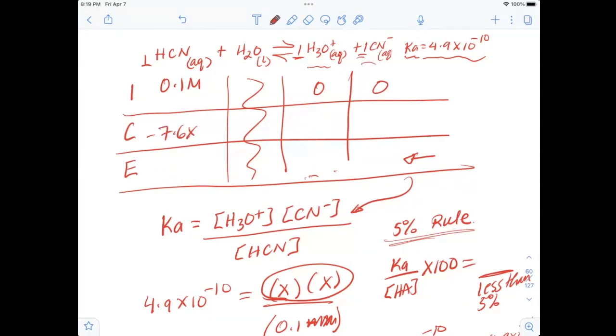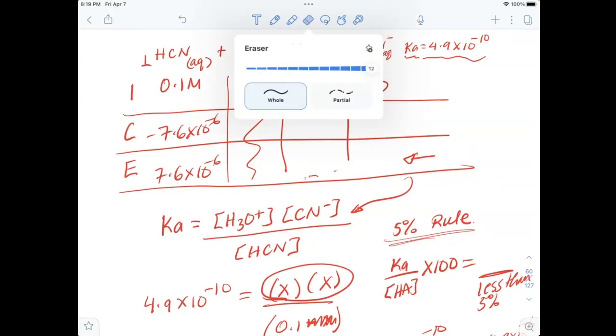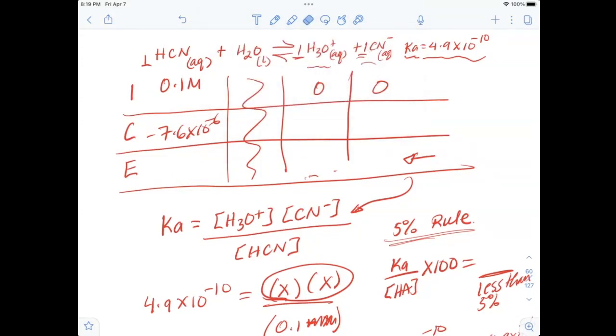Minus 7.6 times 10 power negative 6. 7.6 times 10 power negative 6. Oh no, okay, I'm sorry. Now I'm rushing through this. Plus, oops. As I said it, I'm rushing even more. Okay, hold on a second. Let me collect myself. This needs to go because this doesn't belong here yet. I have to actually work that out.